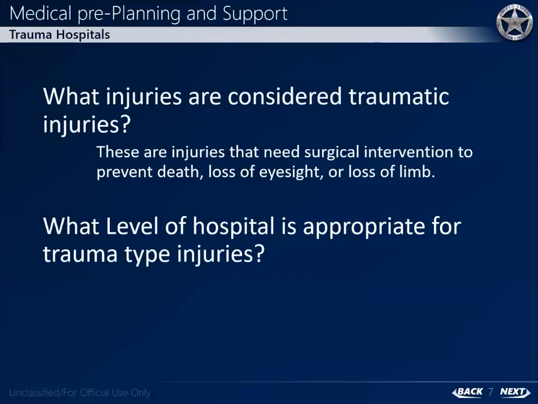It's important to consider what hospital is best for our patient should we need to medically evacuate them. Hospitals are broken down into 5 levels based on their trauma designations. The appropriate trauma level is important when it involves traumatic injury, such as a gunshot wound. What about a gunshot wound to the arm versus a gunshot wound to the face? What surgical interventions are required to prevent death, loss of eyesight, or loss of limb? It is essential to consider the injuries when deciding where to evacuate a patient to.